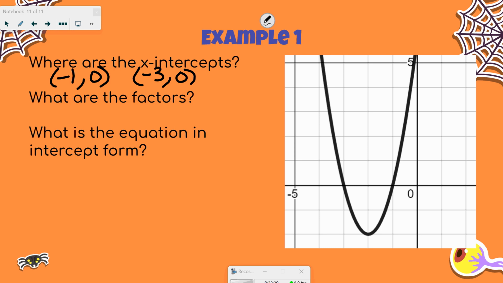All right, so how can I take those values for my x-intercepts and write factors? And think about, here's what our factors look like: x plus or minus a number. So if my intercept's at -1, what would the factor have been? What do you think, Delta? Good job, x plus 1. And then we would have also had x plus 3. How did you know that those were the factors?